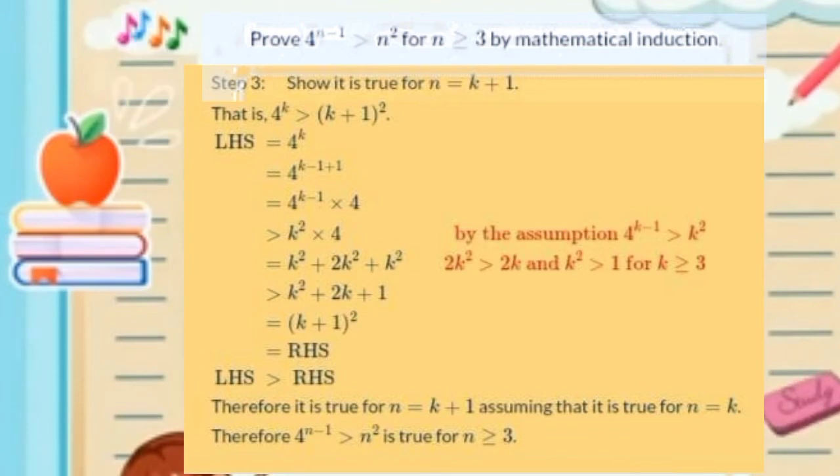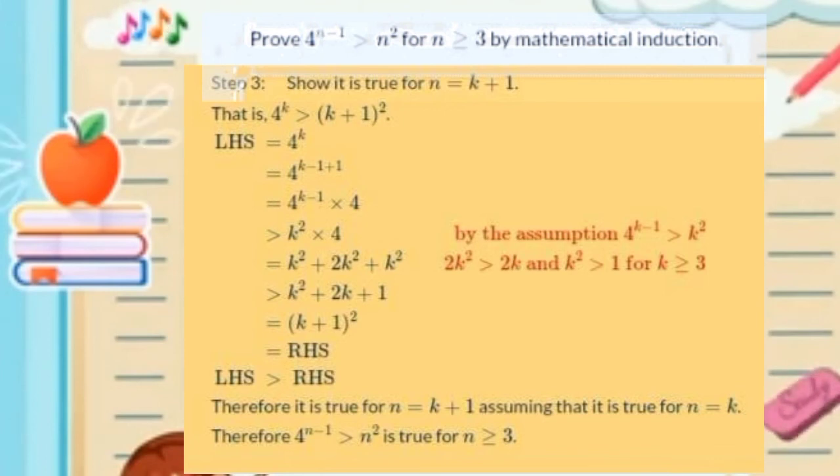The result will be k to the power of 2 plus 2k to the power of 2 plus k to the power of 2 is greater than k to the power of 2 plus 2k plus 1. By the assumption, 4 to the power of k minus 1 is greater than k to the power of 2. 2k to the power of 2 is greater than 2k and k to the power of 2 is greater than 1. For k is greater than or equal to 3. The right hand side now is equal to, open and close parentheses, k plus 1 to the power of 2.